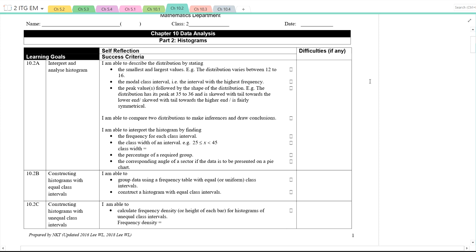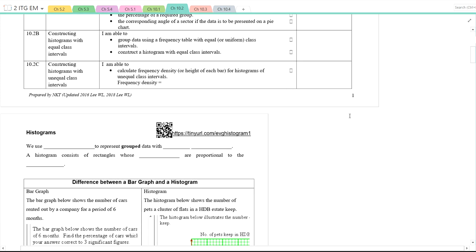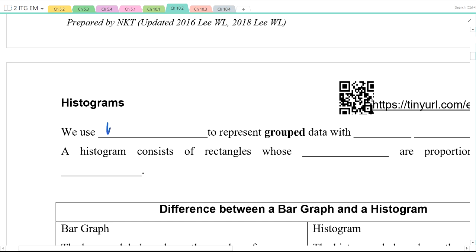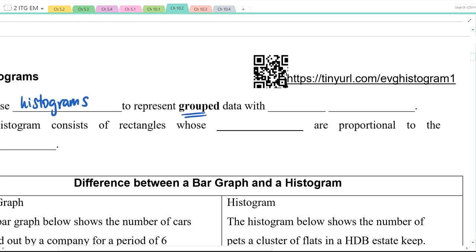Okay, this lesson is on chapter 10 part 2 on histograms. Histograms are used to represent group data. Here, to fill in the blanks: histogram. Data that are grouped together, we call them group data, and they are grouped with class intervals. I'll explain a little more on what class intervals are in a while.